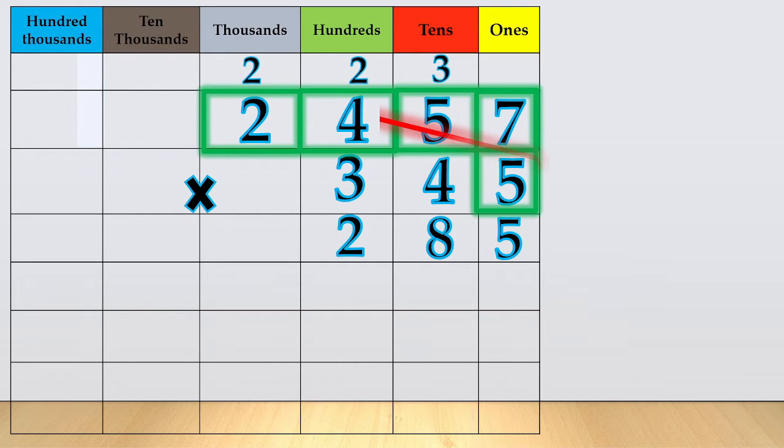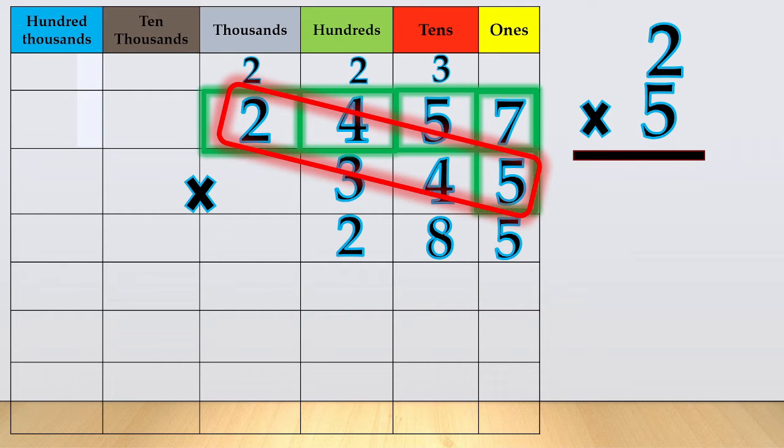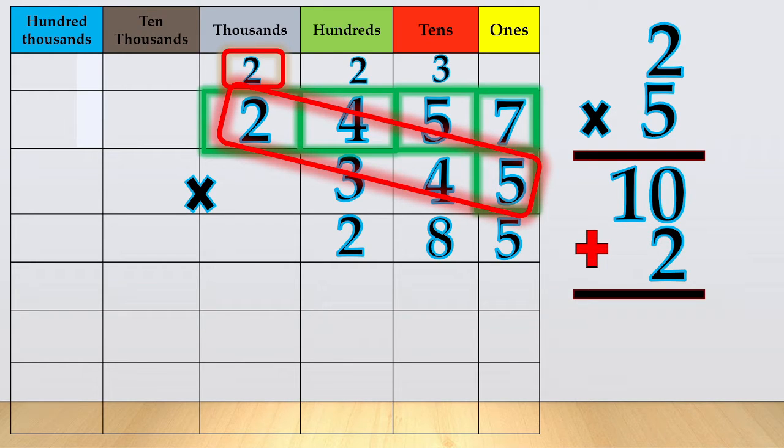Now, multiply 2 times 5. 2 times 5 is equal to 10. Add the 2 that we have carried over. So, 10 plus 2 is equal to 12.